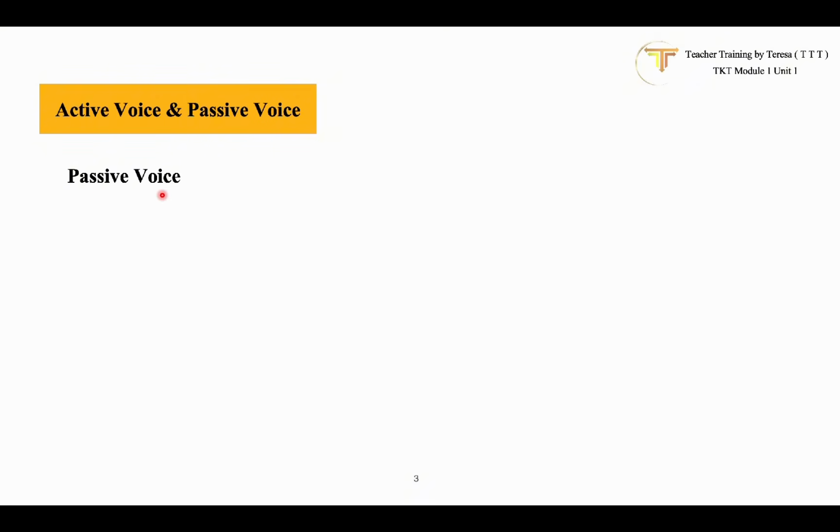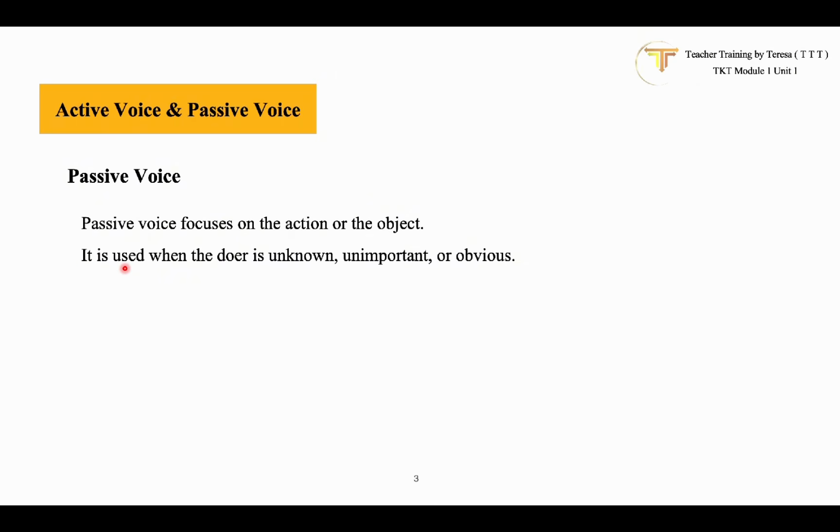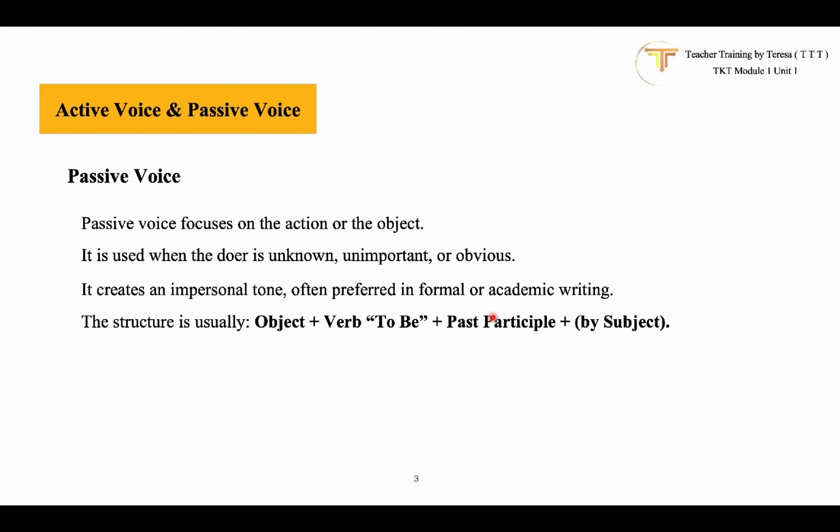Passive voice. Passive voice focuses on the action or the object. It is used when the doer is unknown, unimportant, or obvious. It creates an impersonal tone, often preferred in formal or academic writing. The structure is usually object plus verb to be plus past participle plus by subject. Example: The painting was stolen from the museum.